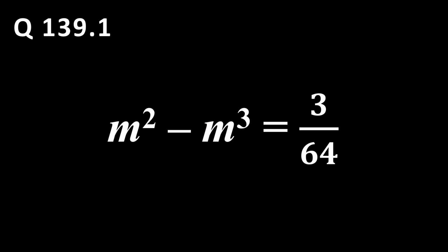This is question number 139.1. The question is, m square minus m cube is equal to 3 by 64. So, what is the value of m? Repeat, find m such that m square minus m cube is equal to 3 by 64.